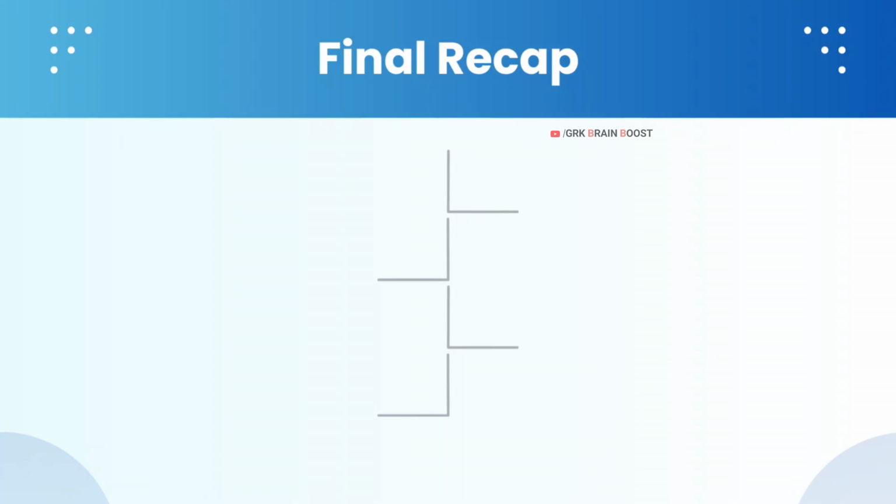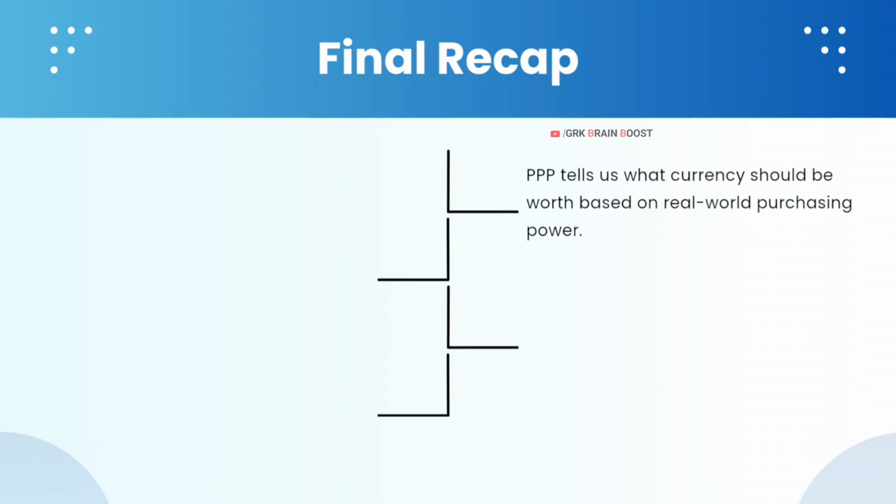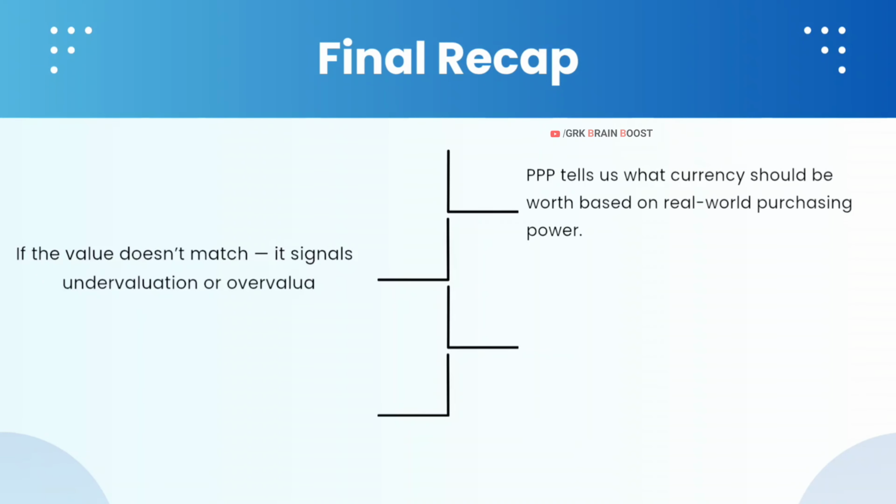So in short, PPP tells us what a currency should be worth based on real world purchasing power. If the value doesn't match, it signals undervaluation or overvaluation. It is perfect for analysis, exams, and real understanding.